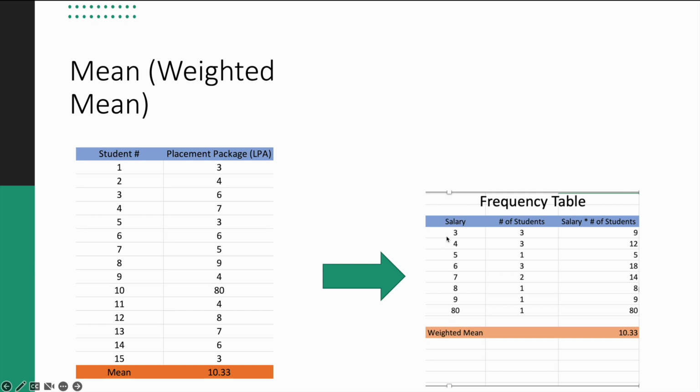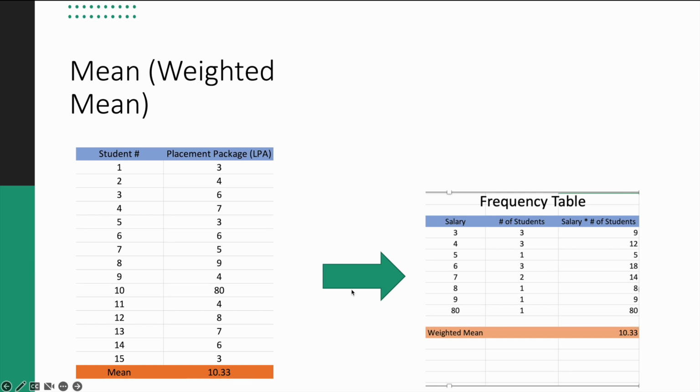Okay. How to calculate weighted mean? We are going to multiply the salary with the number of occurrences, or the number of students who got that salary. So 3 lakhs per annum was received by 3 students, so salary into number of students will be 9. We'll do the similar thing for everything and then divide it by the total number of students in the second column. The weighted mean also comes to 10.33, same as the arithmetic mean.